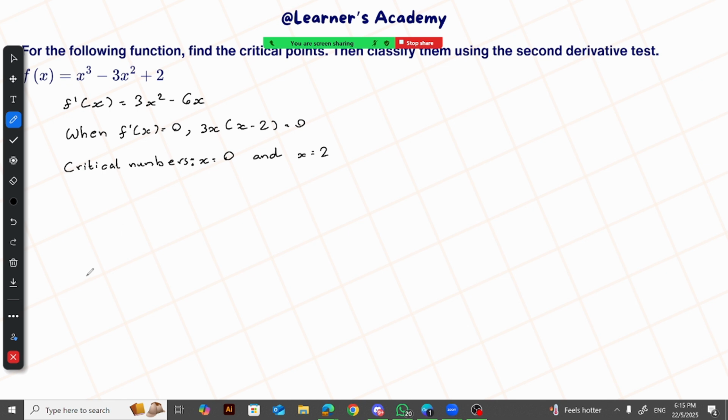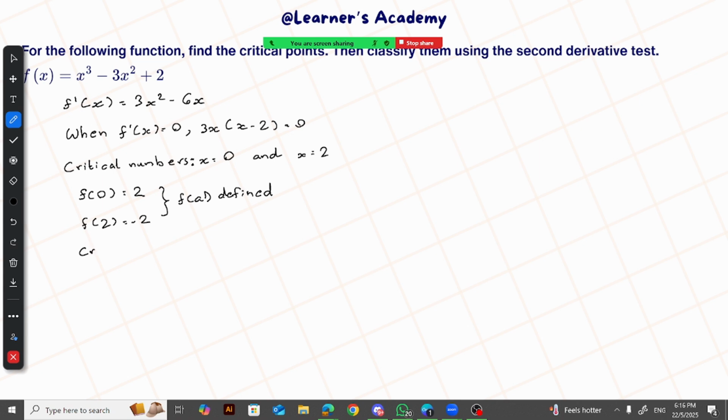Alright, so then we will verify it by substituting into the original function. So f of 0 equals 2, and f of 2 equals 8 minus 12 plus 2, which will result in negative 2. This means that f of a has been defined. So we have verified and met the first criteria of finding a critical point.